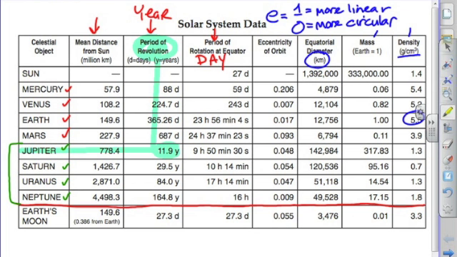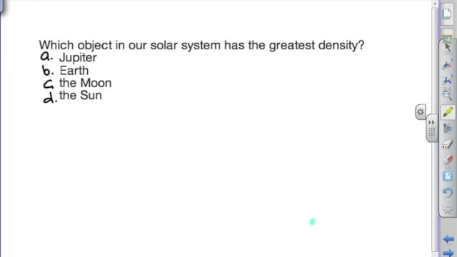How long is a day on Saturn? So a day is based on period of rotation. Saturn sits here. A day on Saturn lasts 10 hours and 14 minutes to be exact. Let's now go look at a couple of sample questions that you might see on a test or a quiz.